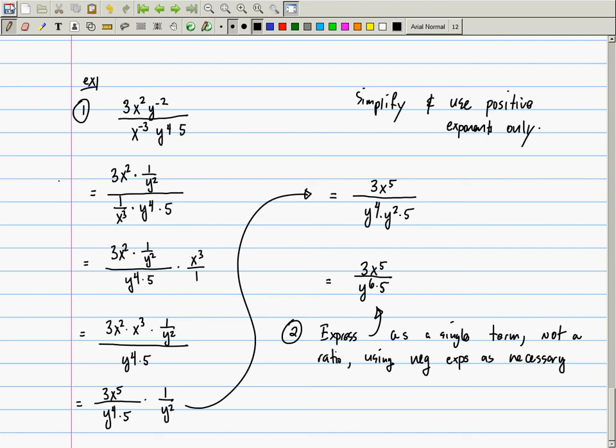Okay, so what am I trying to get you to do? No, not quite the original. Yeah, but more like the original, sort of. Okay, so then you could say that this is 3/5, right? That's the constant term. And then x to the 5. X to the 5. And then what can I write here? Y to the negative 6.